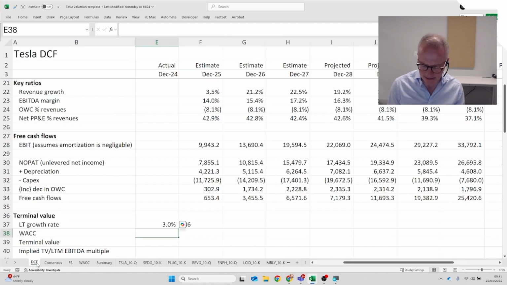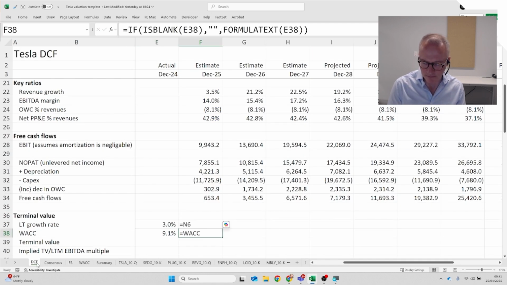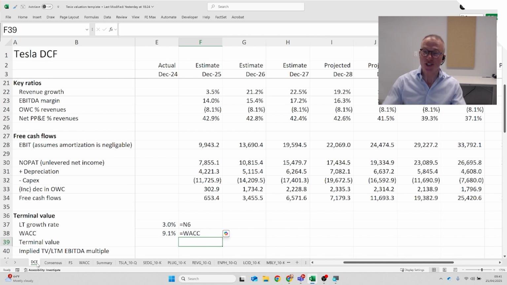I'm coming back to my DCF, and if I just do equals WACC, that should pull in that number from the other sheet, and it has done. So, 19 minutes to get this finished. And now I'm going to calculate my terminal value.